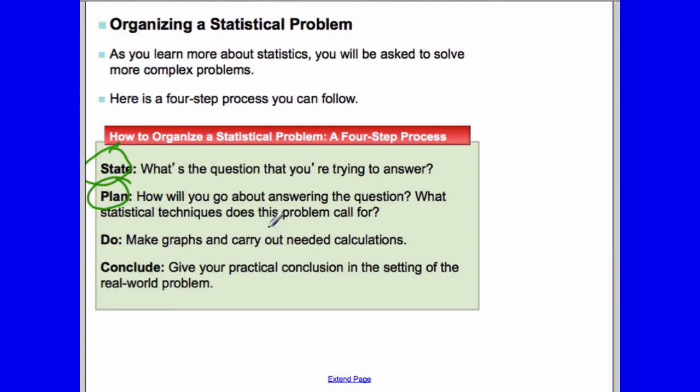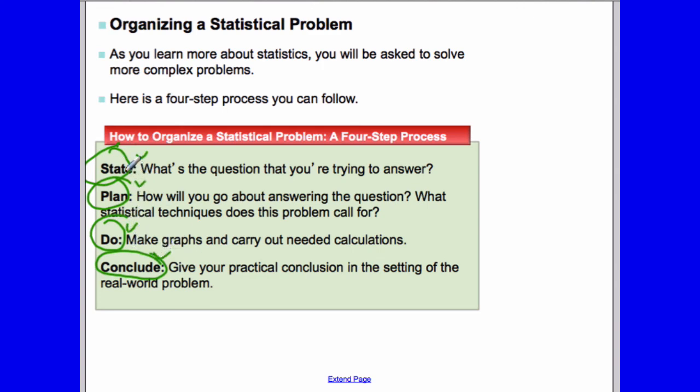Do I need to look at the median? Do I need to look at the mean? Do I need to look at a bar graph? Is it quantitative? Is it qualitative? Then, do I make graphs and carry out needed calculations? Do that. Then we need to make a conclusion, where we analyze the data and give your practical conclusion in the setting of the real world problem. We really are going to follow through this year: state, plan, do, conclude.